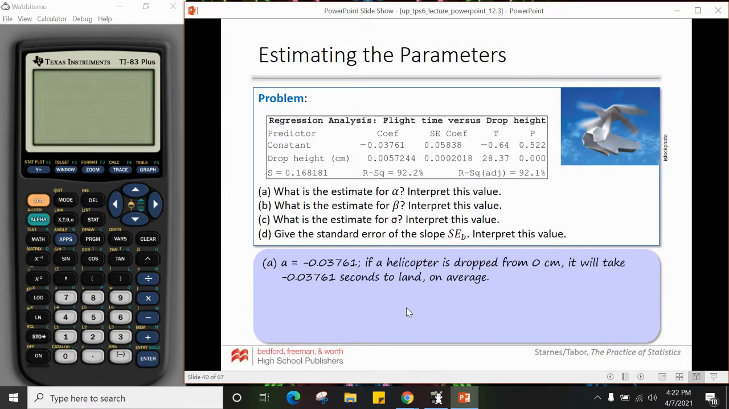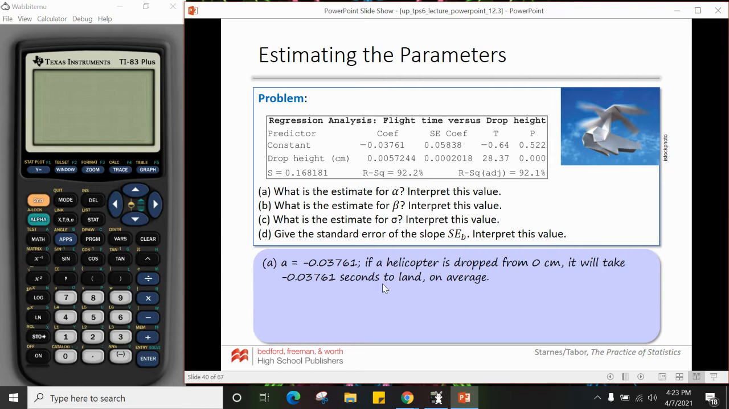So A equals negative 0.03761. And the way to interpret it is if a helicopter is dropped from 0 centimeters, it will take that amount of time, the amount of seconds to land on average, right? Because A is our y-intercept. So that's just kind of how you interpret it. And you can decide, in your own head, if you think this makes sense to interpret A or not.